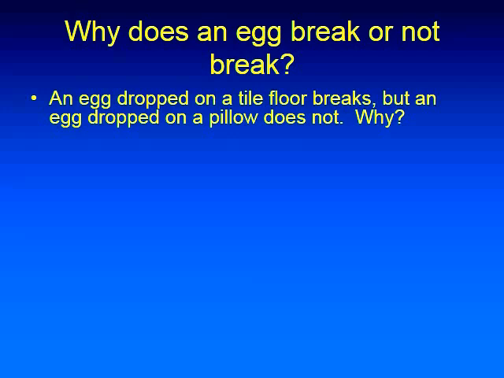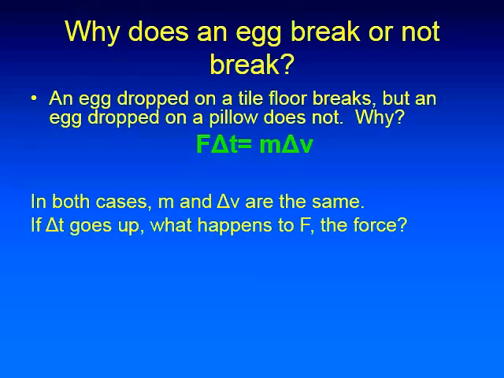He fell off the wall, he had a great fall, and none of the king's horses could put him together again. But if Humpty Dumpty had been dropped on a pillow, he wouldn't have broken. Now, why is that? Well, that's of course because of physics. So remember the equation, force times change in time equals mass times change in velocity, or impulse is essentially mass times change in velocity, or change in momentum. So in both cases, mass and change in velocity are the same because they're both accelerating due to gravity when Humpty Dumpty falls off that wall.